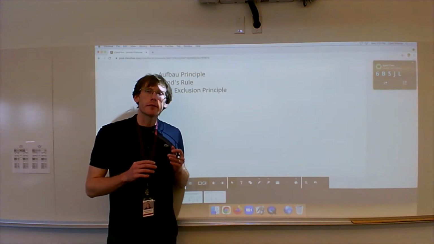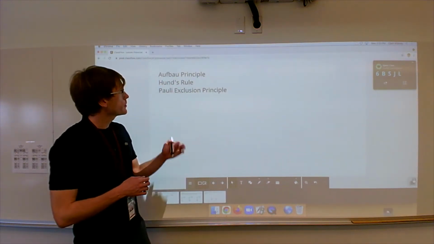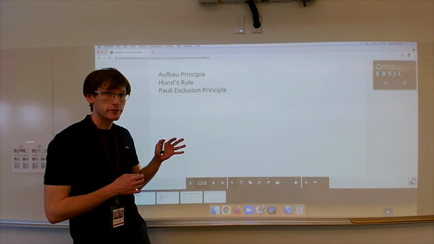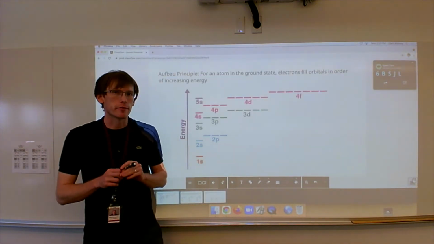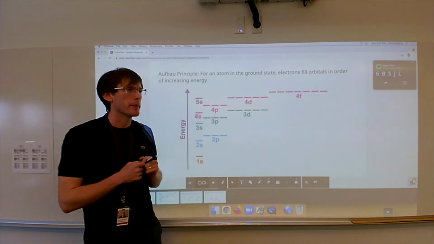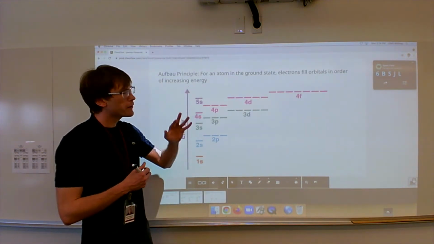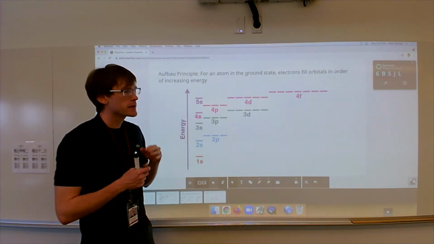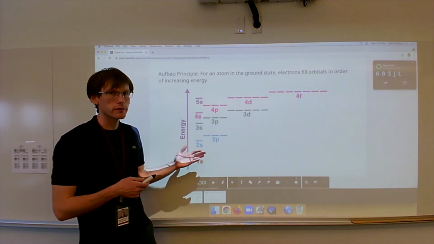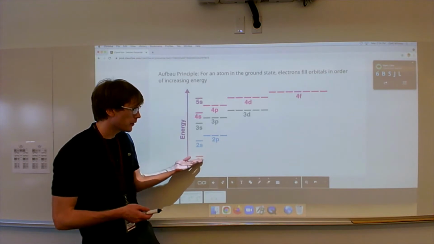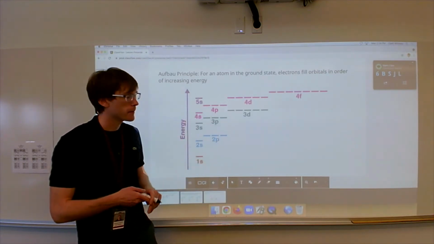In this video, we're going to be looking at the Aufbau Principle, Hund's Rule, and the Pauli Exclusion Principle. First, the Aufbau Principle, which comes from German for building up. According to the Aufbau Principle, for any atom that's in the ground state, the electrons are going to fill orbitals in order of increasing energy, starting with the lowest and then going up from there.